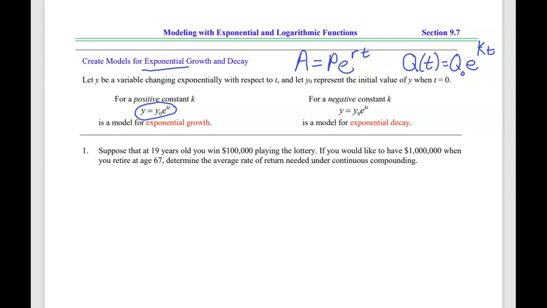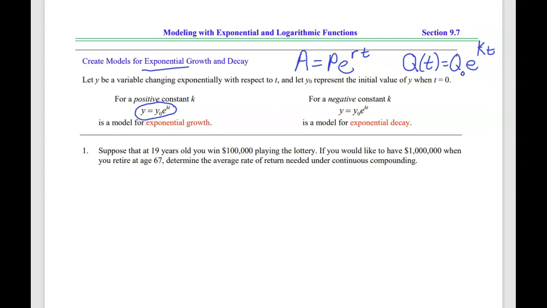Q sub 0, Y sub 0, those are just our initial values, how much we start with. Remember, our P was how much we deposited or how much we borrowed, our initial amounts. Our Q of T is our ending value after so many years. Same thing. Now, if we have a positive K, a positive rate, we are going to grow.